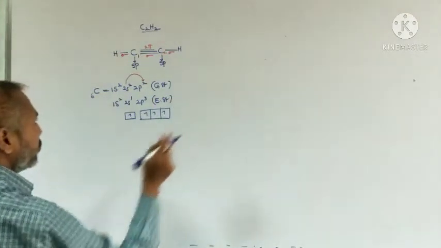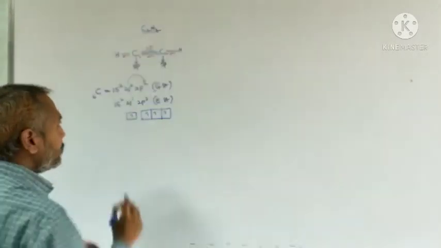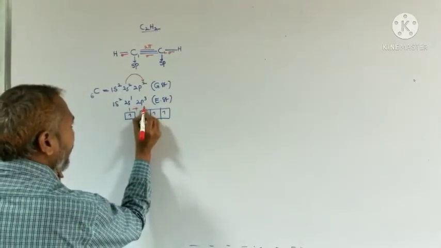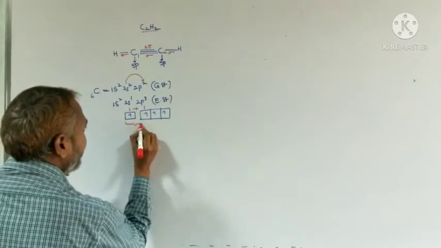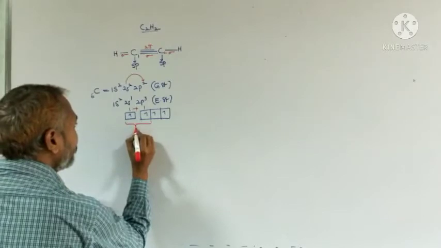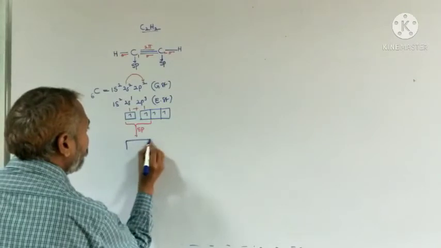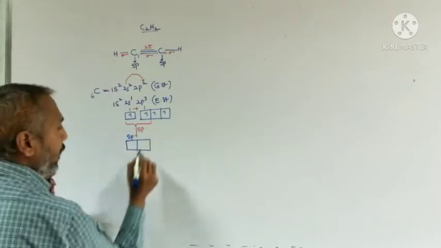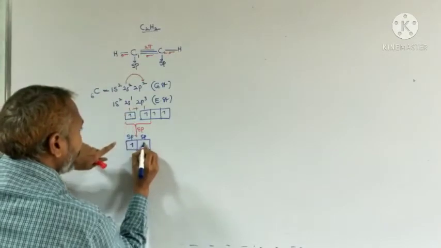But here the carbon undergoes sp hybridization. Sp hybridization means one s orbital plus one p orbital. So the s orbital is intermixed with one p orbital, forming two equivalent sp hybrid orbitals. This is one sp hybrid orbital, and this is another sp hybrid orbital. Each contains one electron.